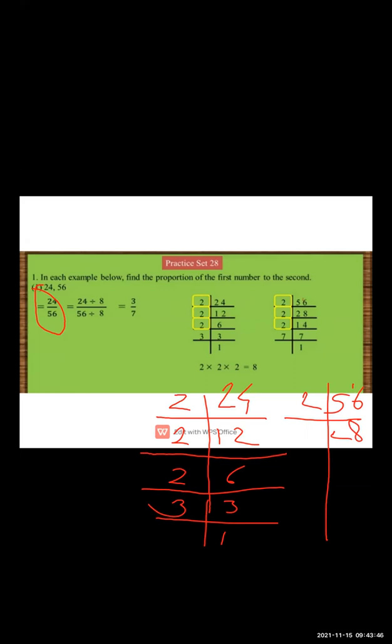Now second, 8 is there, which means it will again be divisible by 2, that is 2 1s are 2, 2 4s are 8. Again we will divide by 2 only. Why? Because at the unit place it is 4.